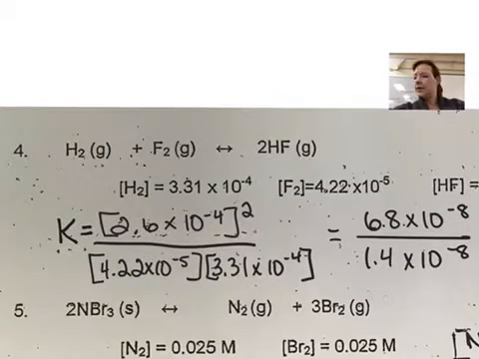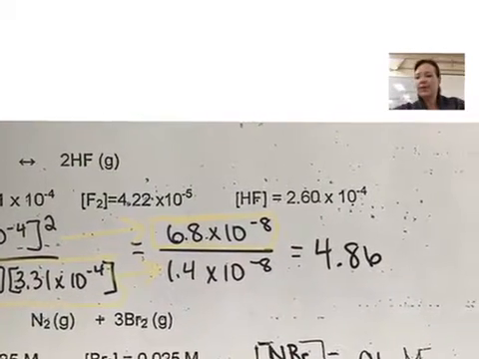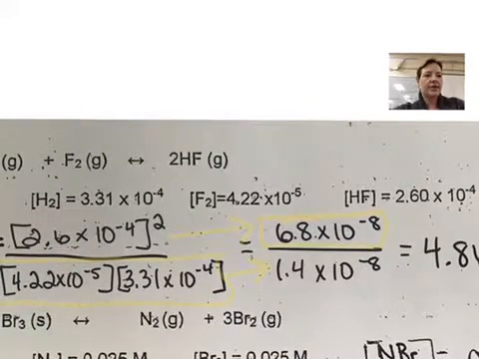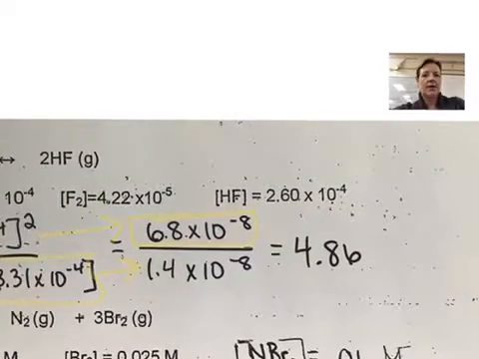All right, so on number 4, you can see I've got my setup ready to go. And then I first solve for my numerator here, and then the denominator here. So you should be taking 6.8 times 10 to the negative 8th and dividing it by 1.4 times 10 to the negative 8th. Your answer for number 4 then should be 4.86. Again, we want 3 significant figures. If we look at the concentrations of each of them, there are 3 significant figures there, so 4.86 will have the correct number of sig figs.